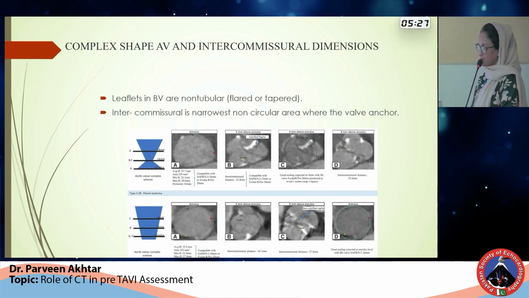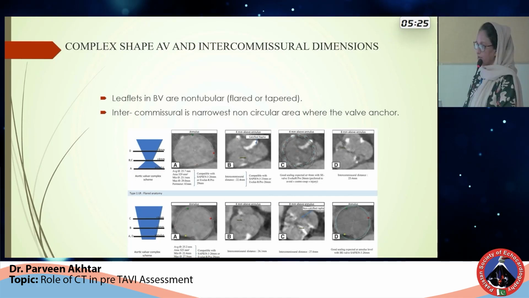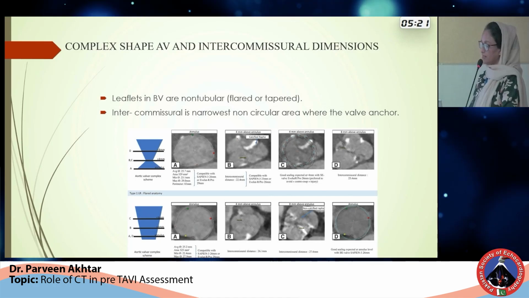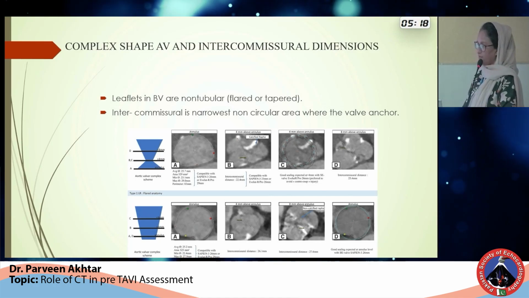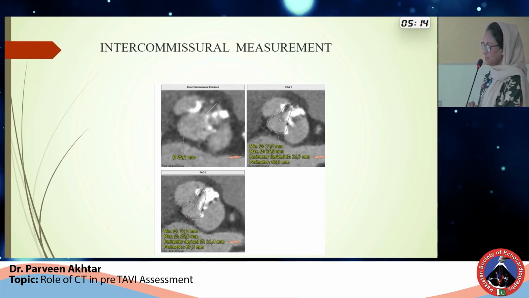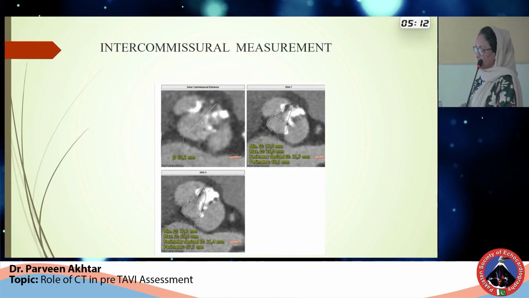In bicuspid, the valve anchors on the intercommissure area, while in the tricuspid, the valve anchors on the annulus. This is the intercommissure measurement at the different levels.